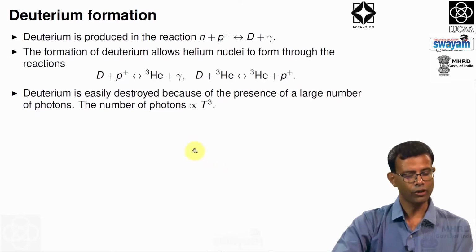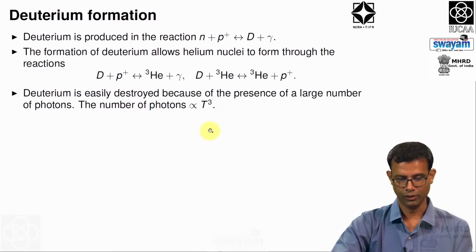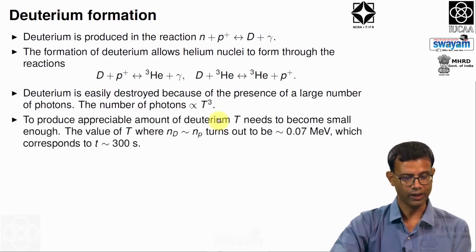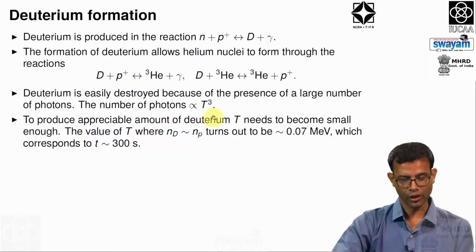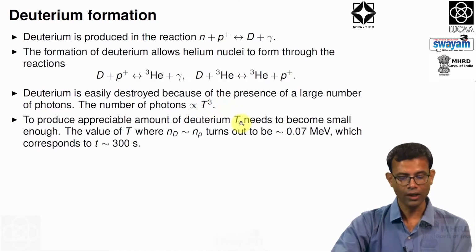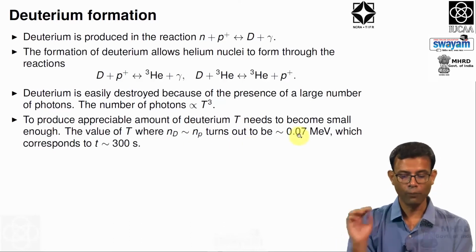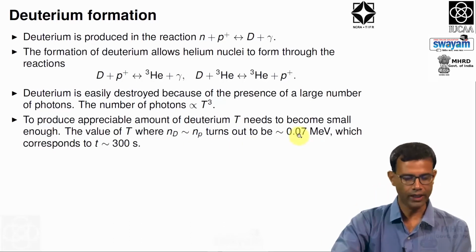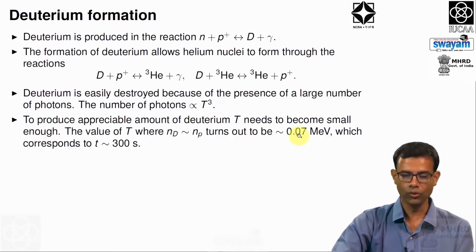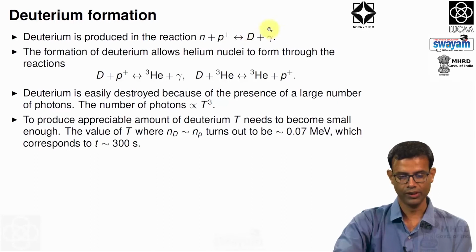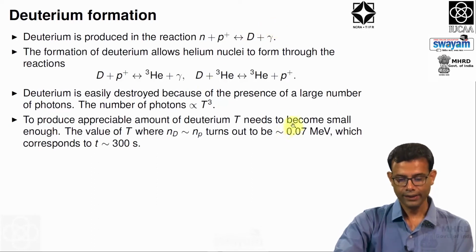Now, as we said, the deuterium is easily destroyed because of the presence of a large number of photons. The number of photons, remember, goes as T cubed, because they just behave as black body spectra. So, to keep the deuterium stable, so that the photons cannot come and break it, you have to make the temperature small enough. How small? You have to get the temperature to somewhere around 0.07 MeV, mega electron volts. Unless you do that, you cannot keep this deuterium stable. This temperature occurs at around a few hundred seconds.